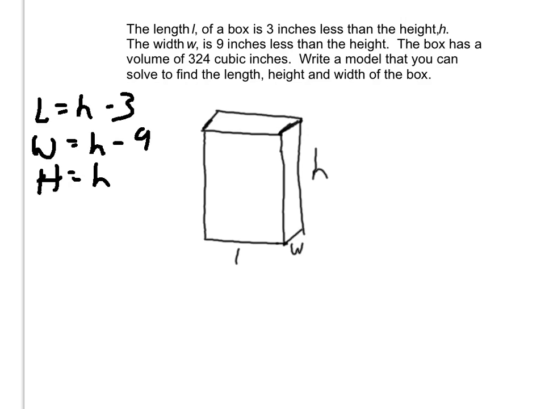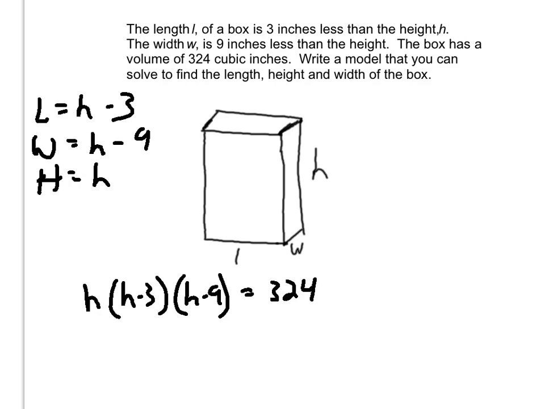Now let's think about how we find volume of something. For volume, we take the length times the width times the height when it's a rectangular prism. So we're going to take the length times the width times the height. So my model is going to be h times, because that's the height, times h minus 3, which is the length, times h minus 9, which is the width. And that's going to be equal to 324 cubic inches.